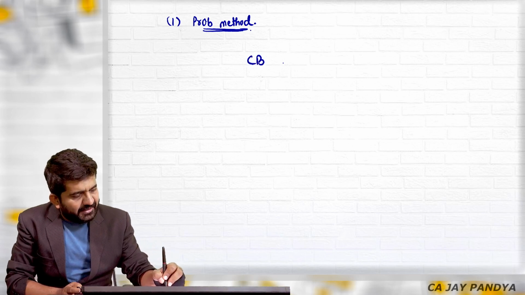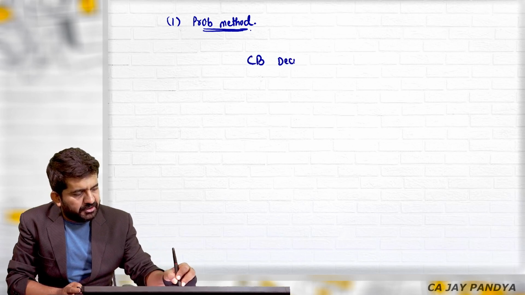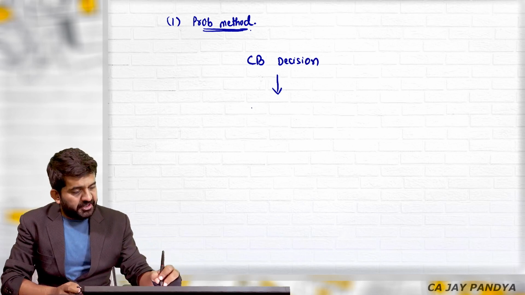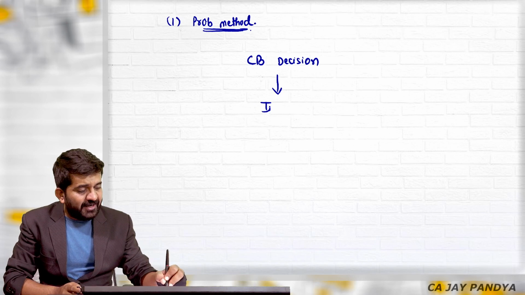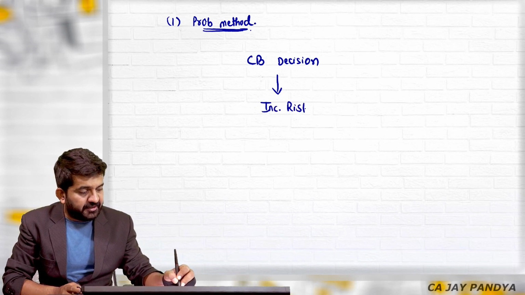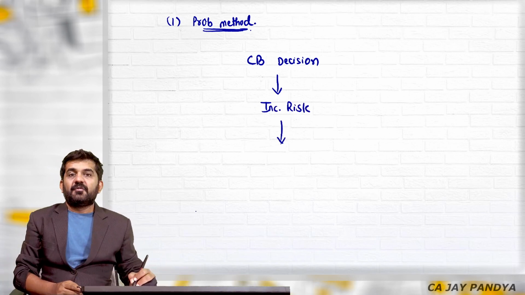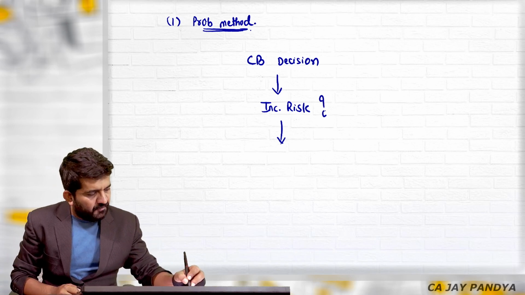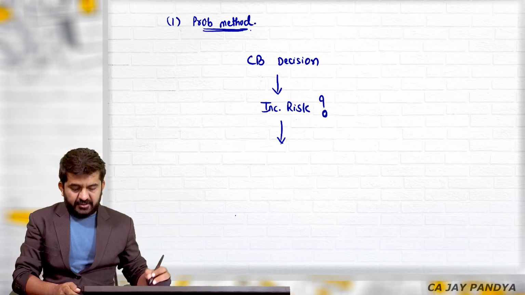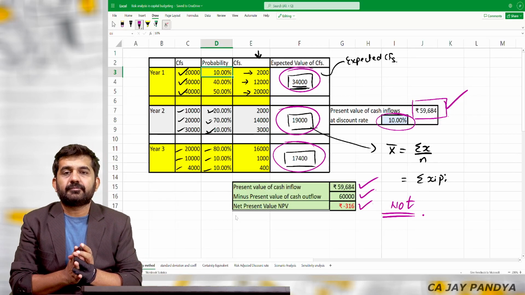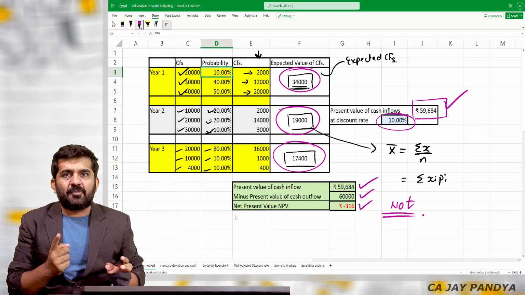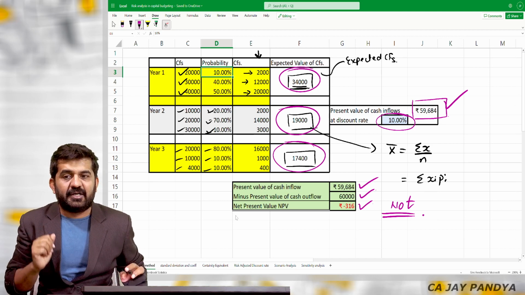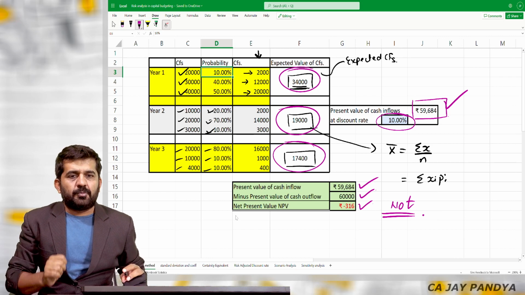We are taking capital budgeting decisions. My question is, where have we incorporated risk in this method? We have not considered any risk in this method. Can any student answer me where we have incorporated risk in this method? You can incorporate risk either in cash flow or in discount rate or find it out separately. Where have you incorporated risk? Anyone?